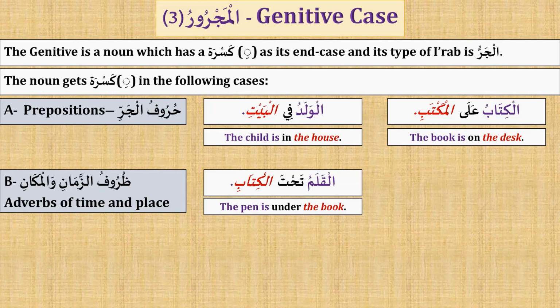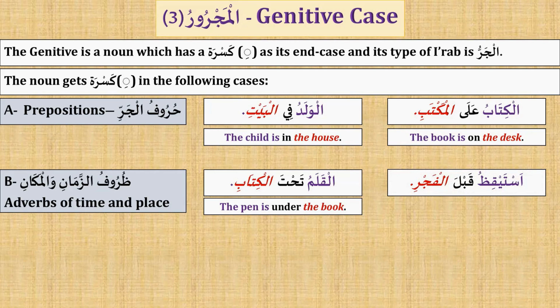The next example is أستيقظ قبل الفجر. I wake up before dawn, before fajr. قبل is adverb of time, and al-fajr ended with كسرة because it came after adverb.